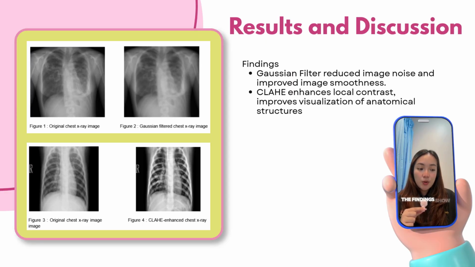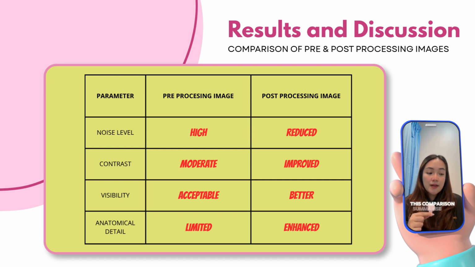The findings show that Gaussian filtering successfully reduced image noise and produced a smoother image appearance. After applying CLAHE, the local contrast increased, making the anatomical structures such as lungs, ribs, and heart borders much clearer. So overall, combining these two techniques produces a noticeable improvement in image quality compared to the original radiograph or pre-processing image. This comparison summarizes the improvement after image processing.